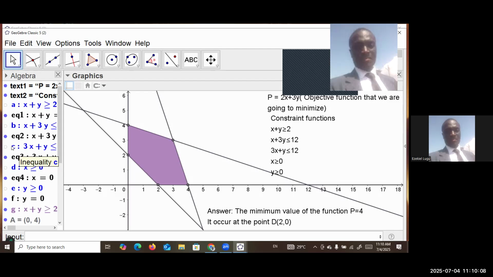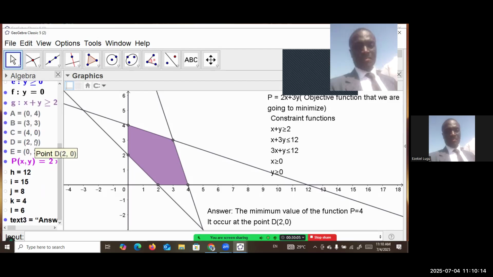Are you okay? Then we went ahead to construct all those things. The first thing you have to do is input your constraint functions. After that, you draw their corresponding lines, entering all the constraint functions into your GeoGebra app. Then what do you do? The shaded portion we are having here becomes our constraint region, which is guiding our optimization. Are we okay? Then you find the intersection of all those lines at the constraint region.